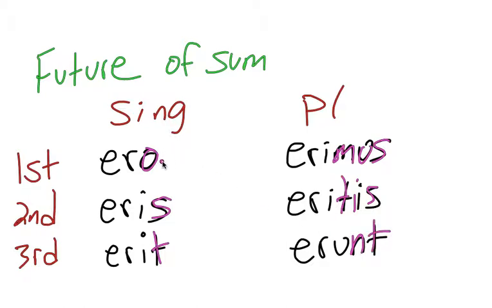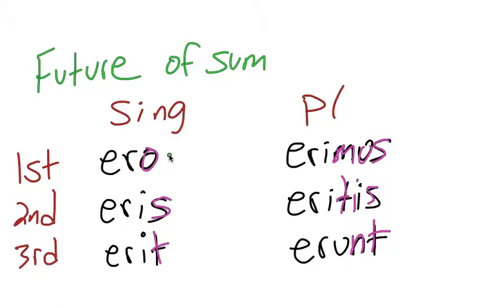So we still have our endings o, s, t, mus, tis, nt. Remember, sometimes o is used for first singular, sometimes m. And basically we have er, eri as our base, and then when we get to third plural, it changes to a u. I know that's a little tricky, but sometimes we have to deal with these little exceptions.